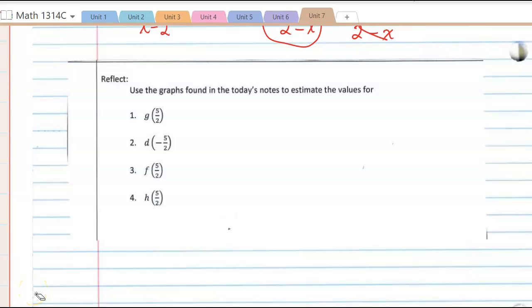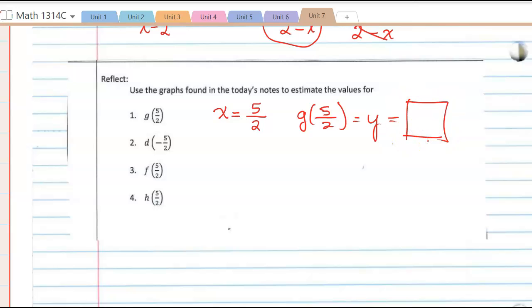Now let's turn our attention to the reflect of the page. After the lecture videos, you will be able to answer these questions, in which we are looking for the y value when x is equal to 5 over 2. We're going to see what y value we get when we plug it into the g function. Remember, we're looking for the y value. We'll get this from the graph.